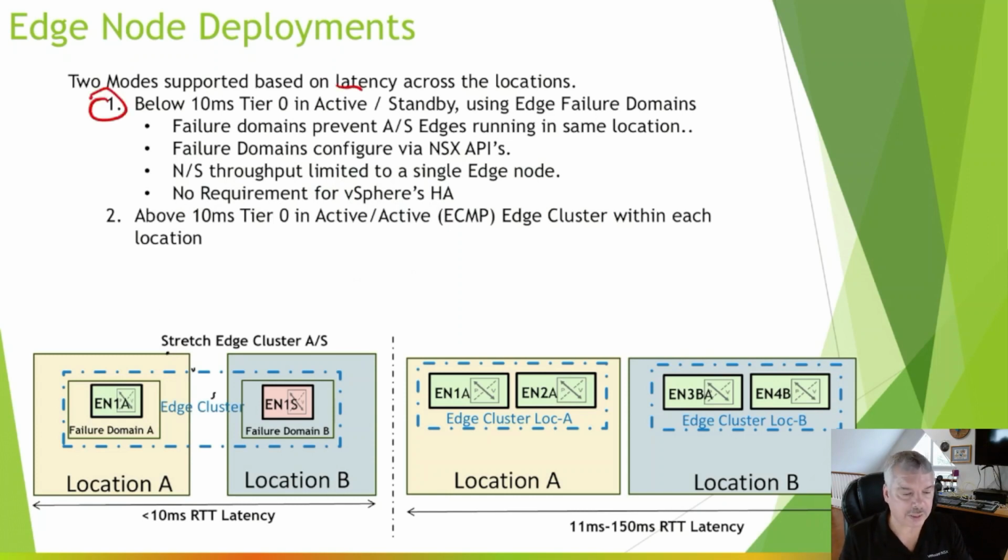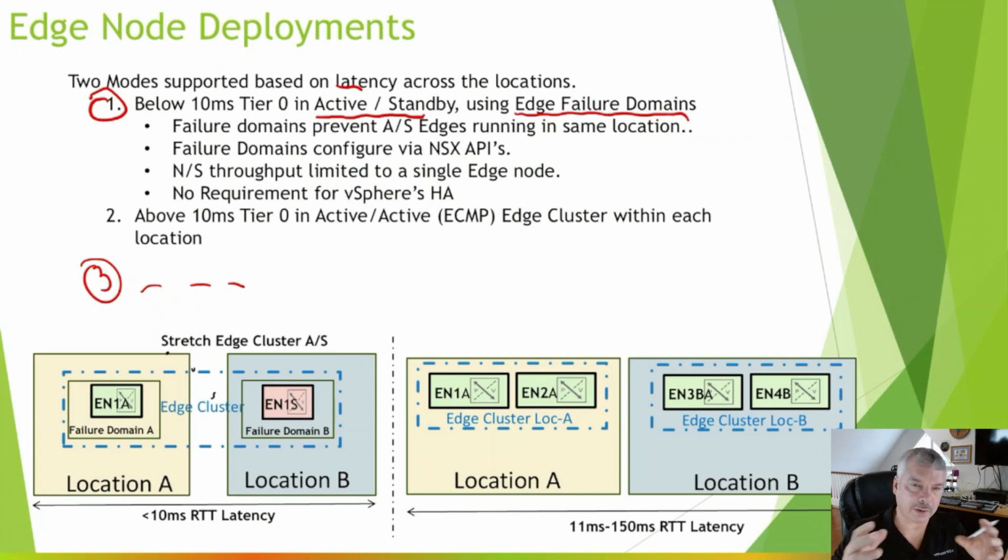So below 10 milliseconds, you can go active standby using edge failure domains. That's what VMware recommends. And you might think, that doesn't make sense to me. Hold on to that thought. There's actually a third option here, and I'll show you that. I didn't label it here, okay?